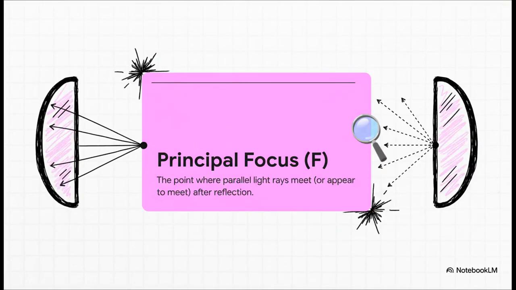And now for the most important part of all, the principal focus, or F. This is where the real magic happens. For a concave mirror, it's the exact spot where parallel rays of light all meet up after they bounce off. For a convex mirror, it's the point behind the mirror where those scattered rays look like they came from.